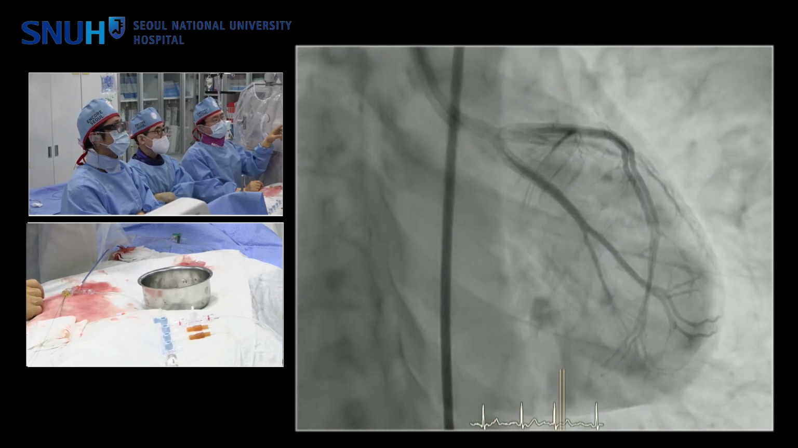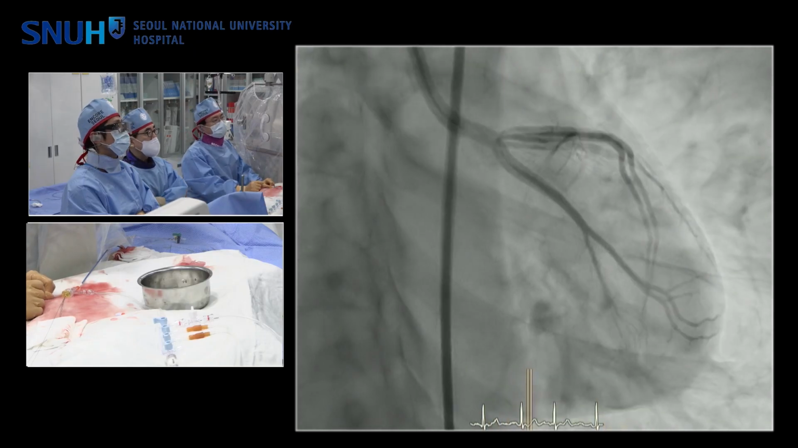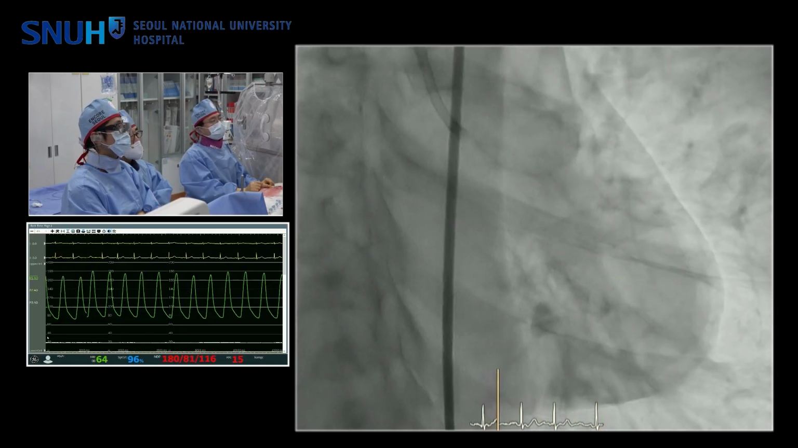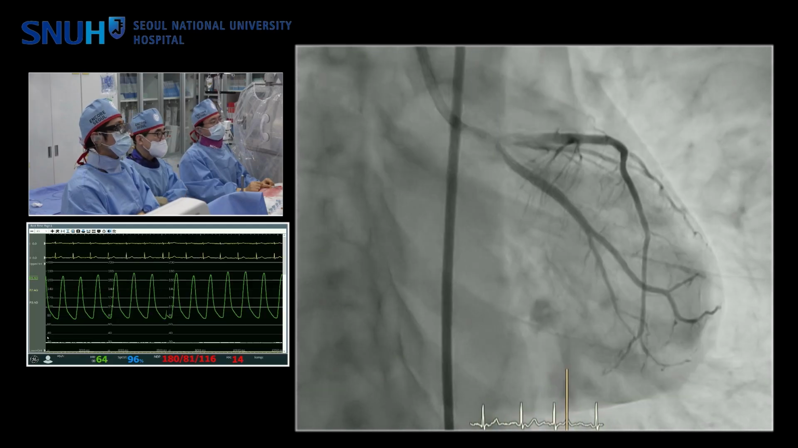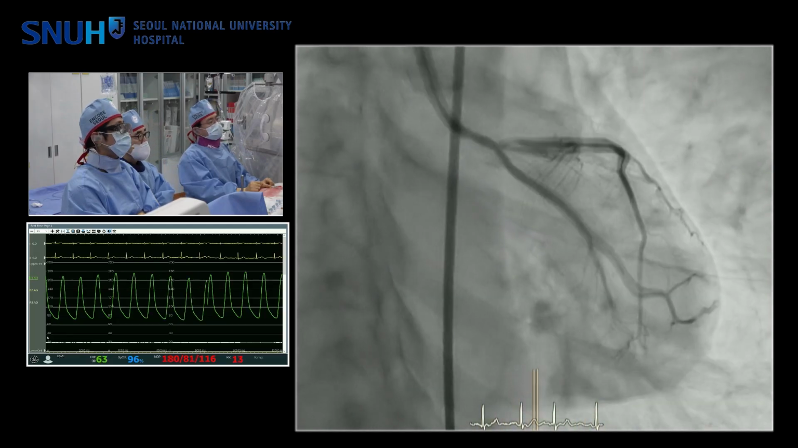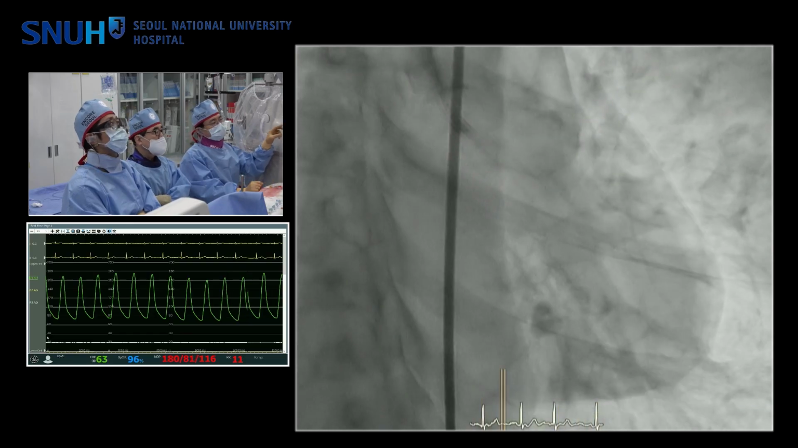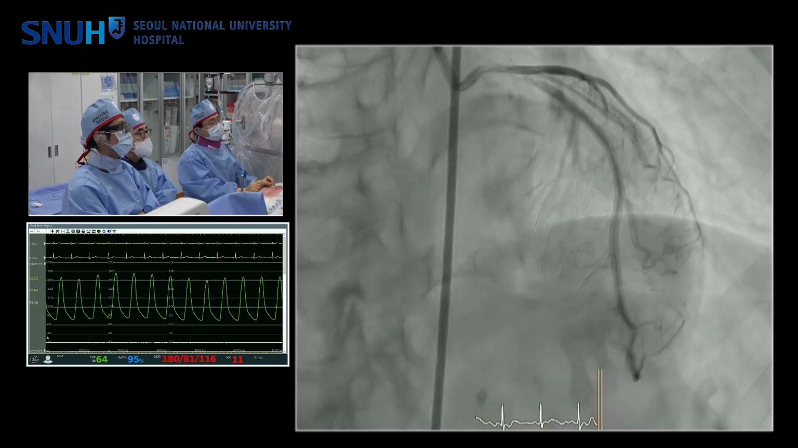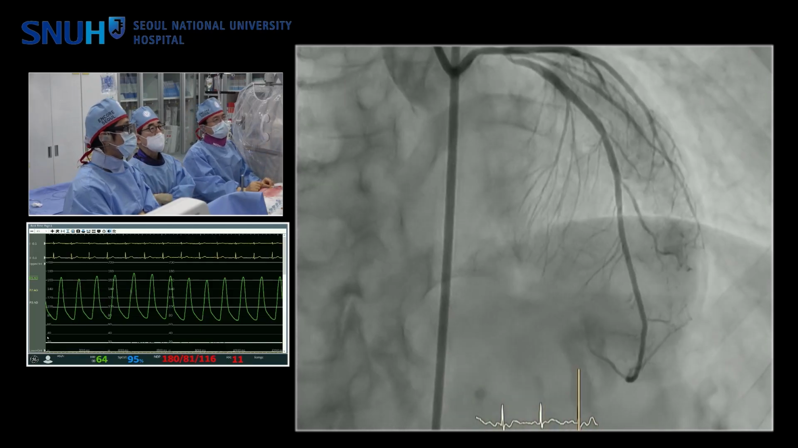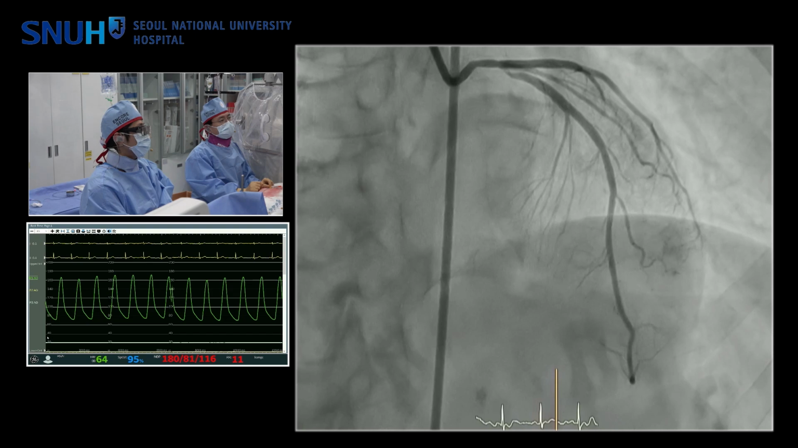Here is the left system: diffuse left main disease, very critical stenosis at the LAD ostium, mild stenosis at the ostium of circumflex and ramus intermedius, a trifurcation lesion. In the cranial view, we can see the critical stenosis at the LAD ostium.